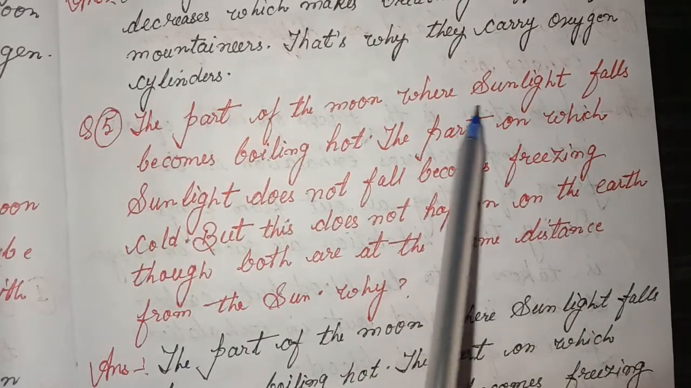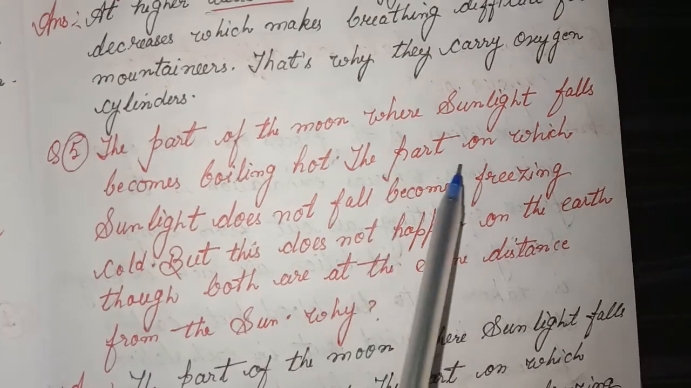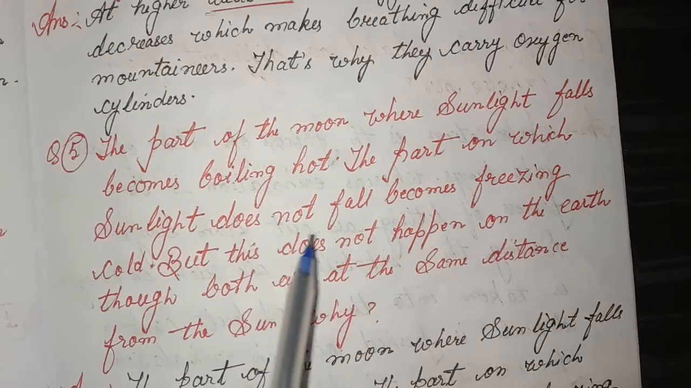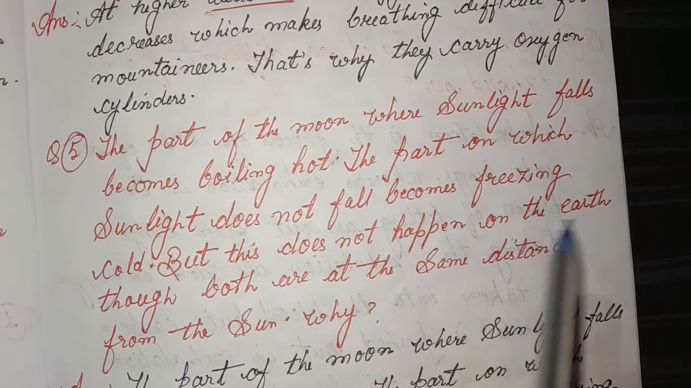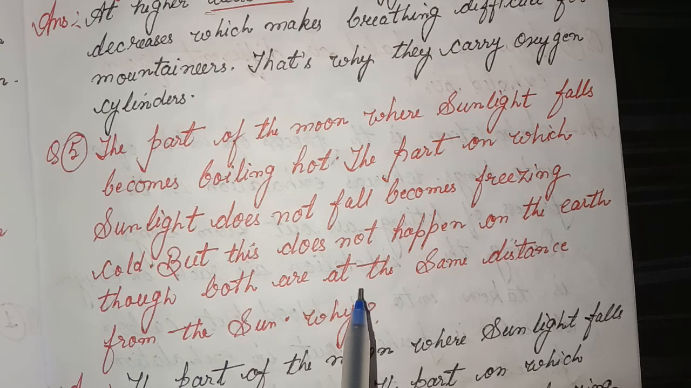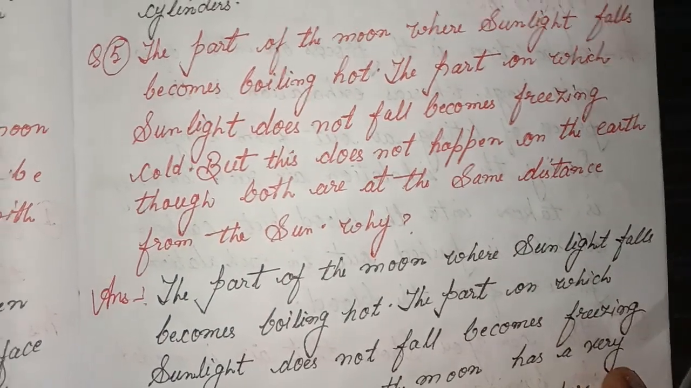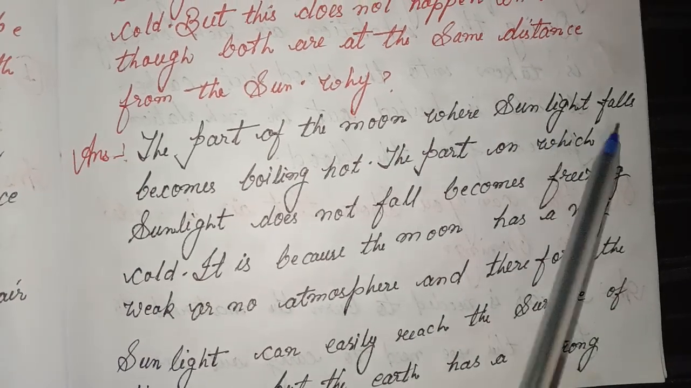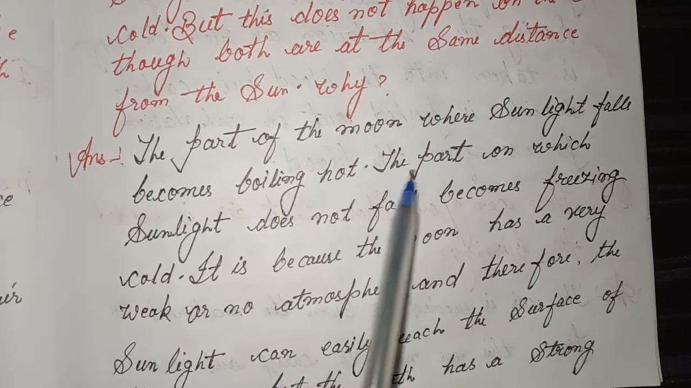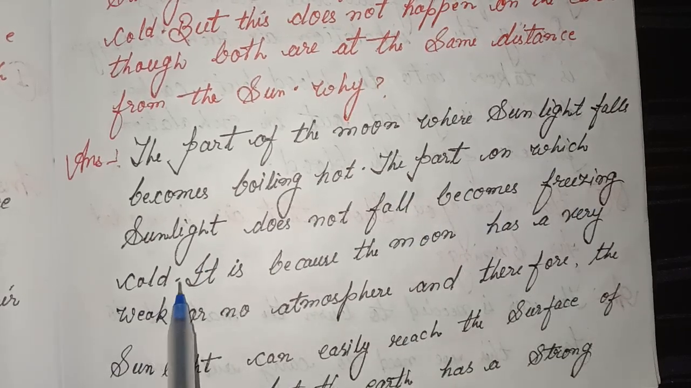5. The part of the moon where sunlight falls becomes boiling hot. The part on which sunlight does not fall becomes freezing cold. But this does not happen on the earth, though both are at the same distance from the sun. Why? Answer, the part of the moon where sunlight falls becomes boiling hot. The part on which sunlight does not fall becomes freezing cold.